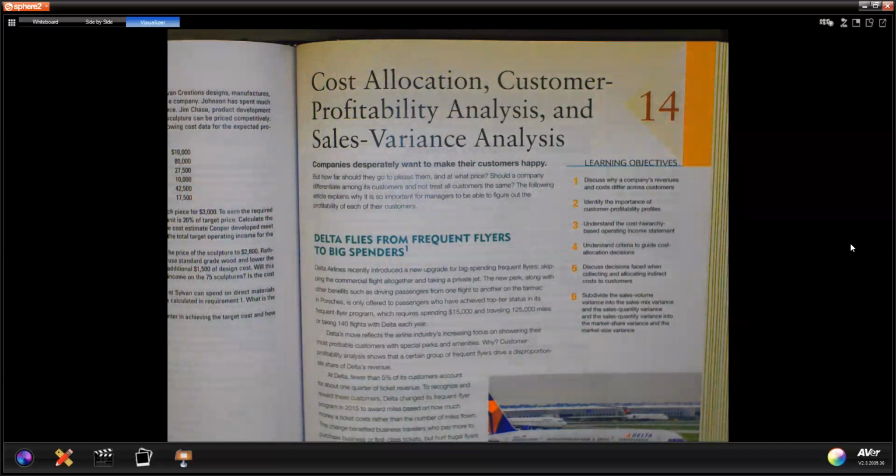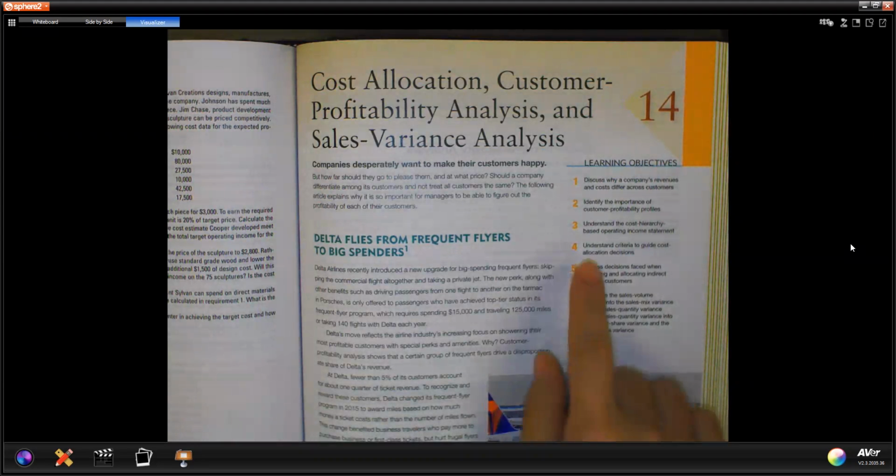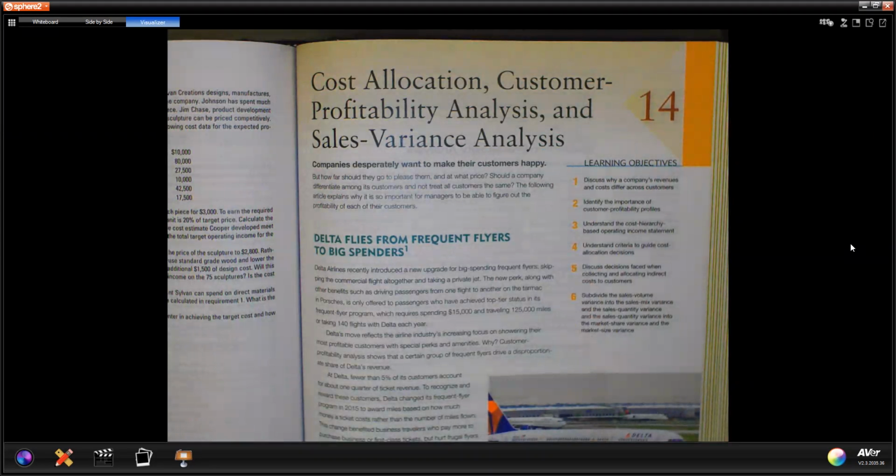Everyone, in this video, we talk about Chapter 14, talking about cost allocation, customer profitability analysis, and sales variance analysis. So I would say this chapter basically has two parts, and it lists 6 learning objectives. So let's go ahead and go through the textbook together.